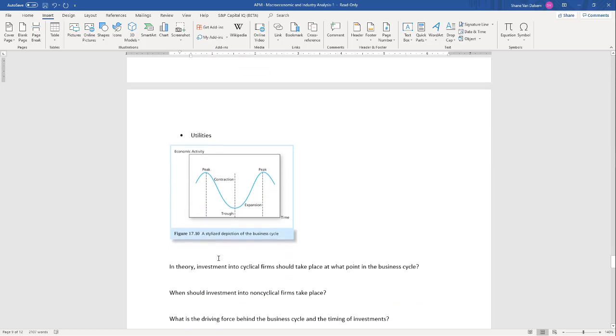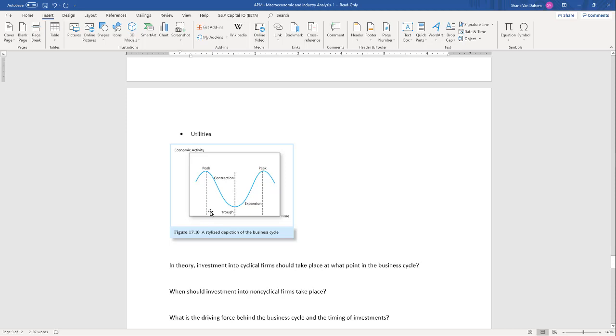Here I've got a graph of economic activity. So we have the peak, contraction period. So these are going to be our recessionary periods where the economy is contracting. It's actually getting smaller. The trough is the bottom. And then we have an expansion where the economy is booming. It's doing well. We have bull markets usually during these times. Then we get to a peak.